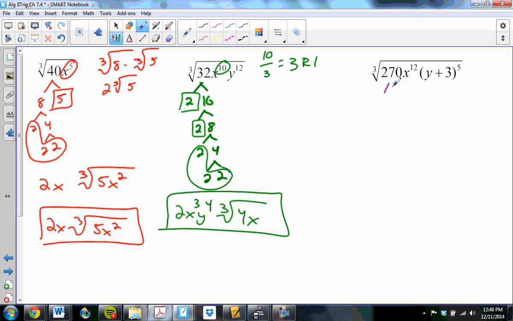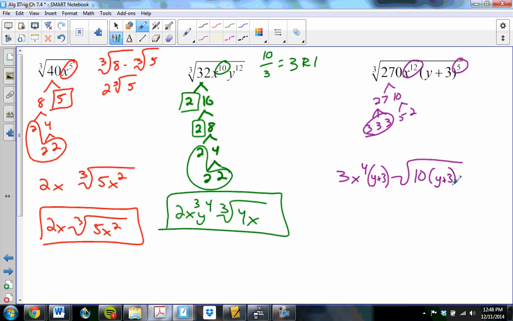270. Well, 270 is 27 and 10. I know that 27 is 3 3s. I'm just going to jump straight there. And 10 is 5 and 2, which doesn't really get me anywhere. So these 3 3's come out, and the root 10 stays behind. Now, 12 divided by 3, we just did this. This becomes x to the 4th. 5 divided by 3 is 1, remainder 2. I just treat that y plus 3 like it's a variable, like it's just something that I'm going to take this power and divide by 3. And so that's how that simplifies there.